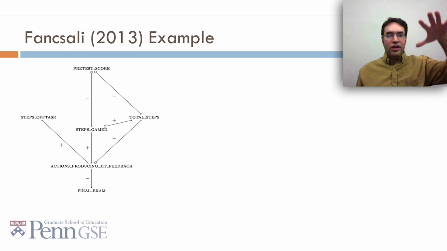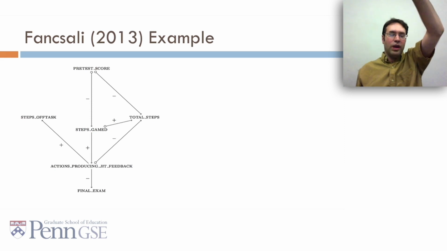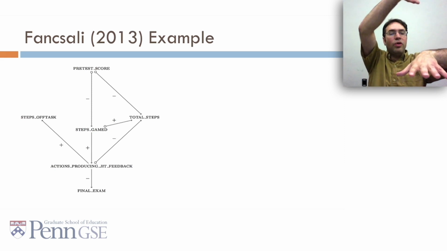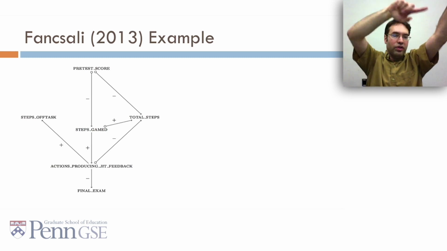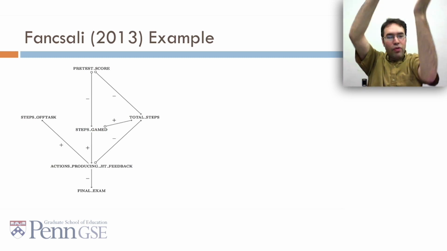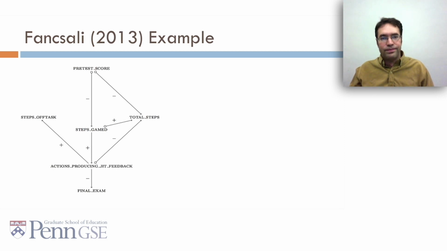What you can see is that gaming the system is influenced by pretest score. If you have a better pretest, you game the system less. If you have a better pretest, you also work less with the tutor. Off-task behavior is not linked to pretest score. However, both off-task behavior and how much you game the system influence how much feedback you get, and how much feedback you get is associated with doing worse in the final exam.